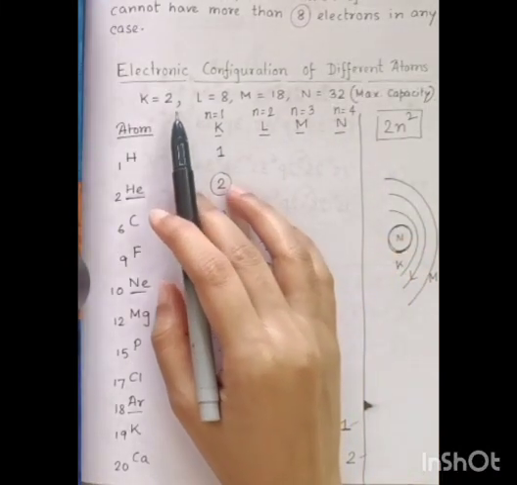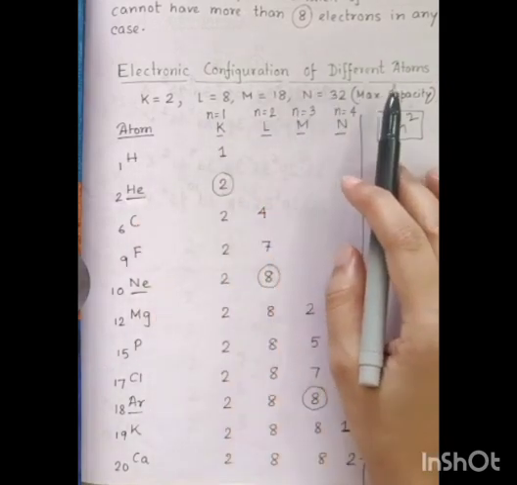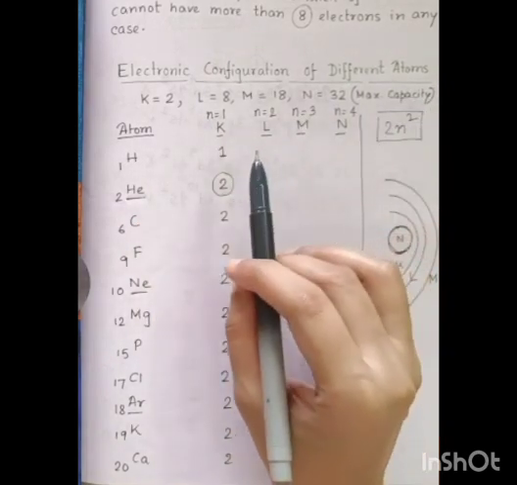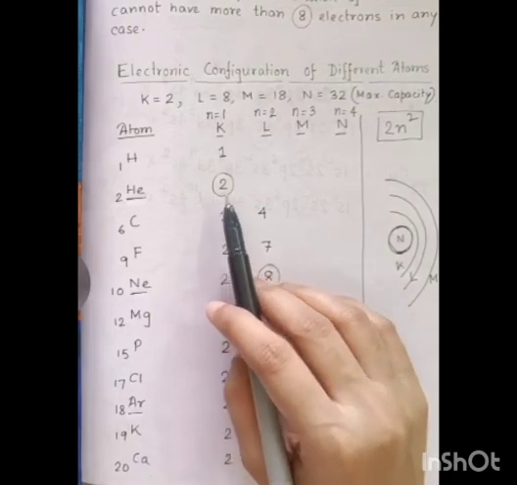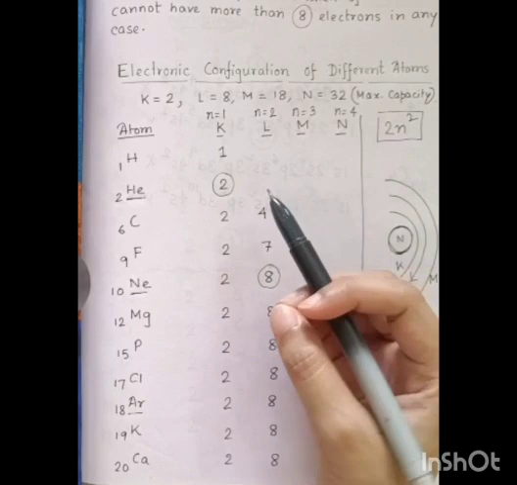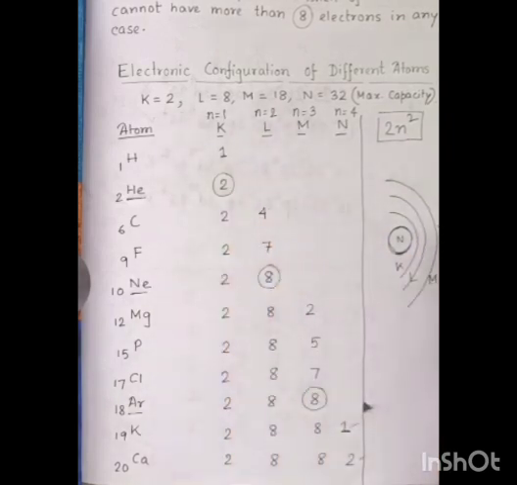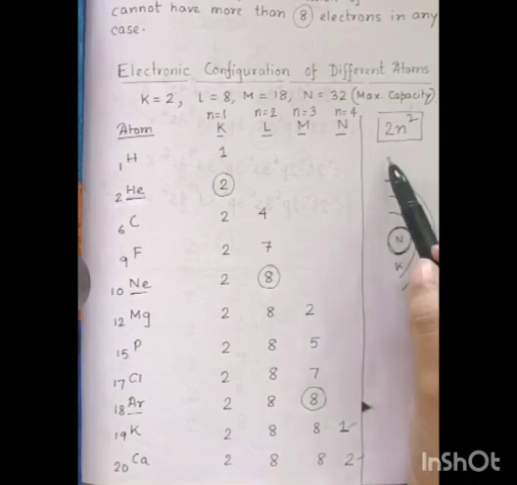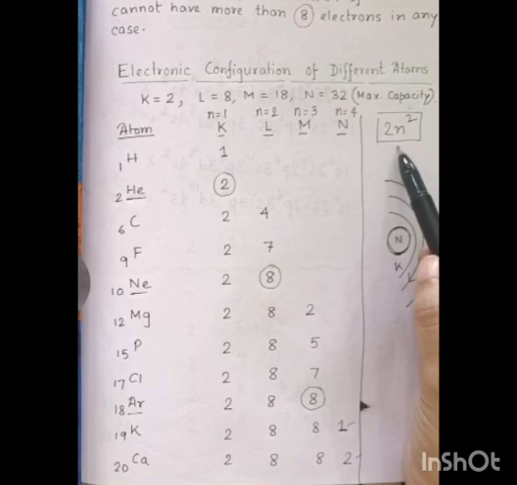Good morning, students. Today you are going to learn how to write the electronic configuration of different atoms. By now, you have learned from my previous video the maximum capacity of holding or accommodating electrons by each shell around the nucleus. And that can be calculated by the formula 2n², where n is equal to the number of the shell.